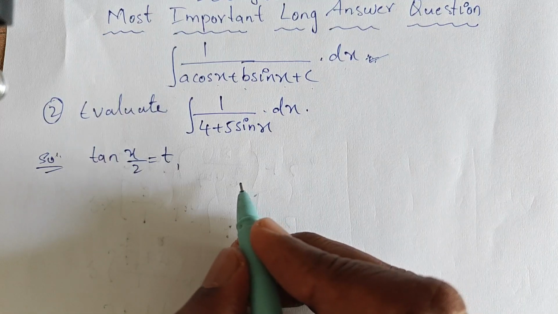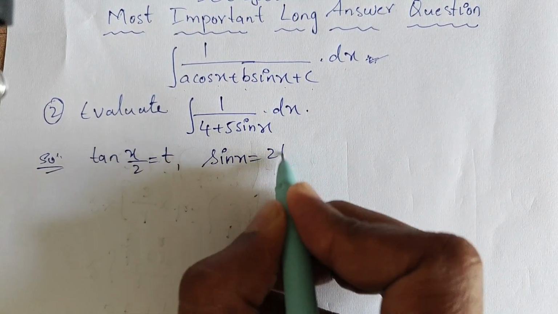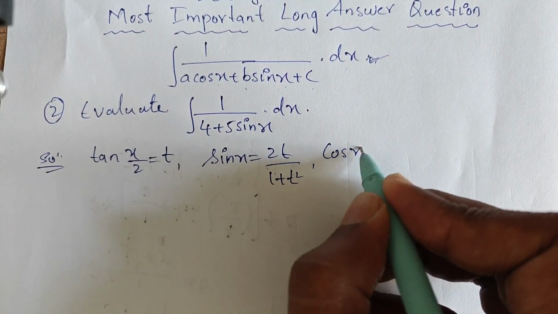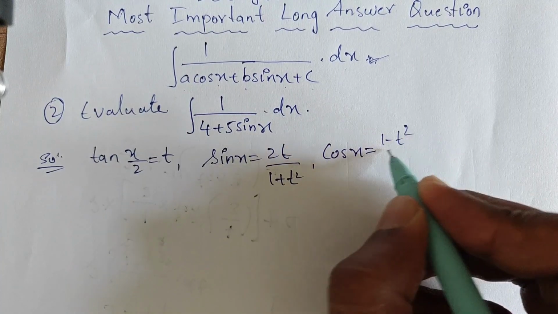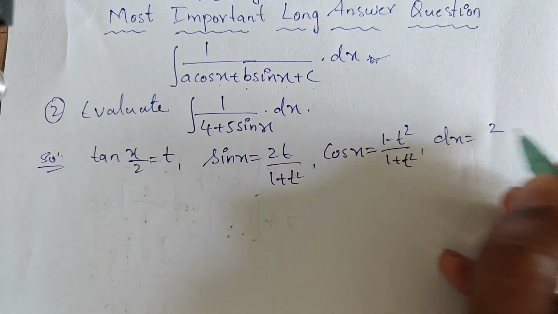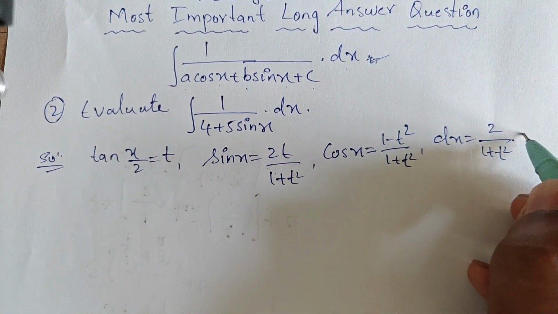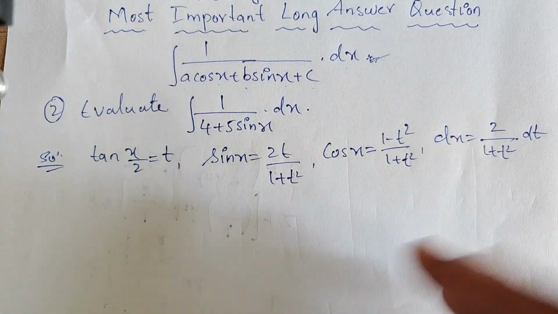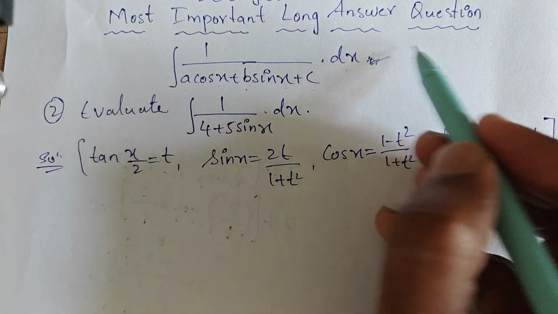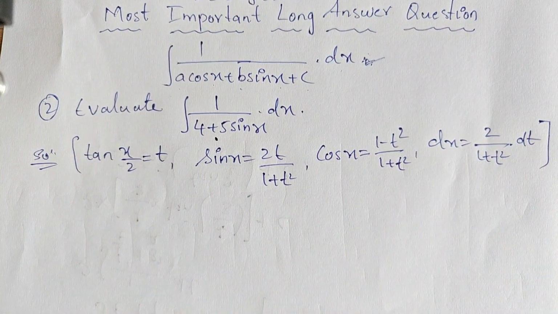Okay. By applying the half angle formula, I can write sin x as 2t divided by 1 plus t square, and cos x as 1 minus t square divided by 1 plus t square, and dx as, after differentiating, 2 divided by 1 plus t square into dt. Okay, this is our substitution we have to consider whenever you have this type of integral. Now based on the problem we will substitute our corresponding substitution.